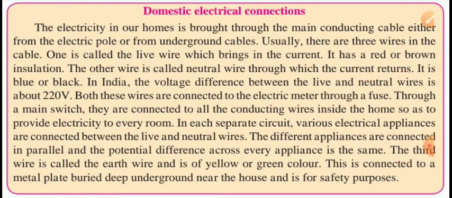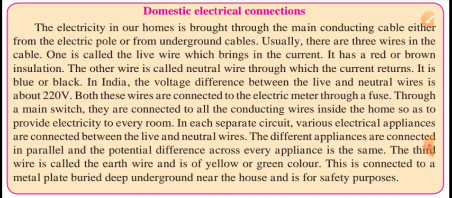Now, domestic electrical connections. The electricity in our home is brought through a main conducting cable, either from the electric pole or from underground cables. Usually there are 3 wires in the cable. One is called the live wire, which brings in current. It has a red or brown insulation. The other wire is called the neutral wire, through which the current returns. It is blue or black. In India, the voltage difference between the live and neutral wire is about 220 volts.